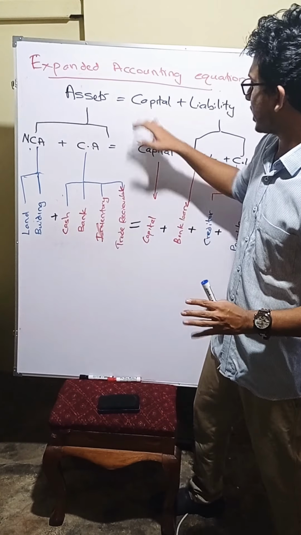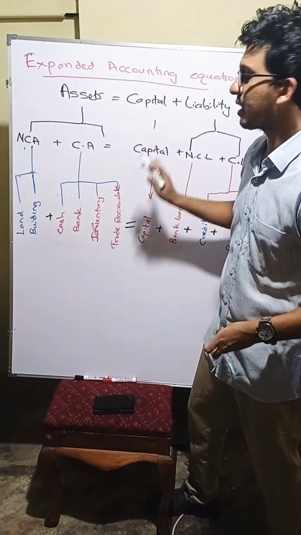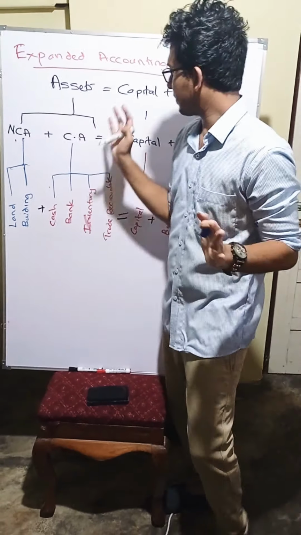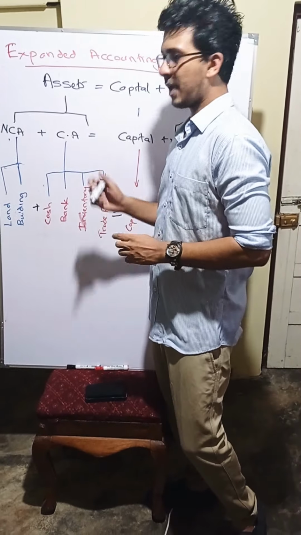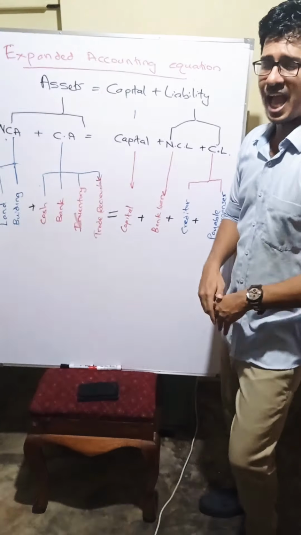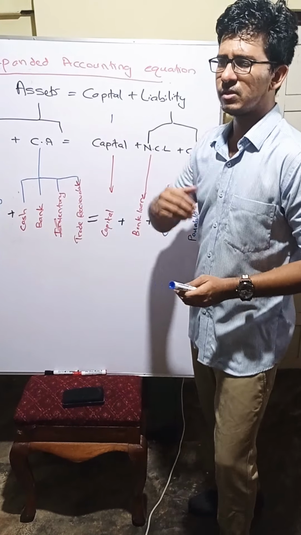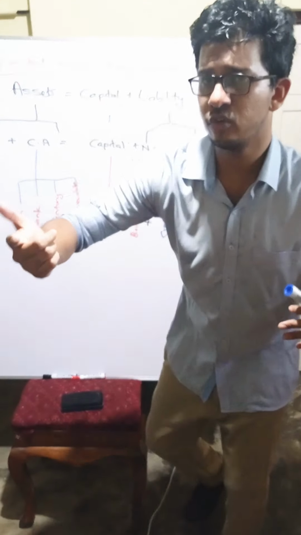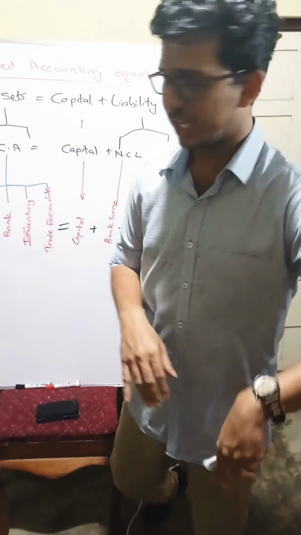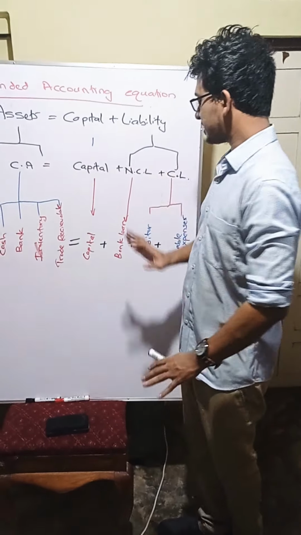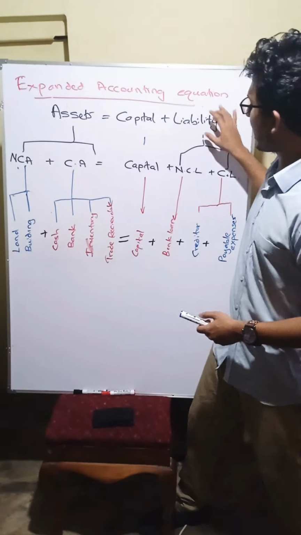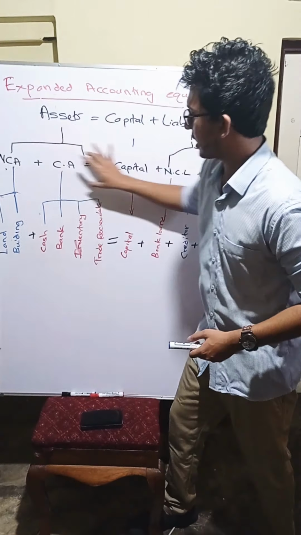Capital I am going to keep as it is. For now I am not going to do anything for the capital. Next is liability. We have studied liability also. Liability means what the business has to pay to the outside party. Liability also we can divide into two: non-current liability plus current liability. So the basic accounting equation I expanded a little.